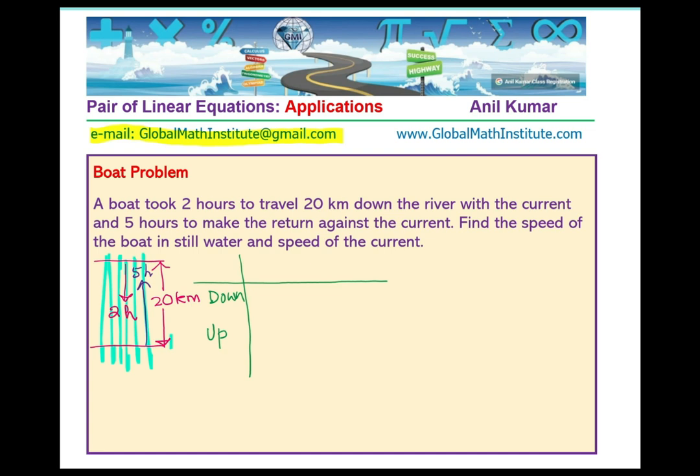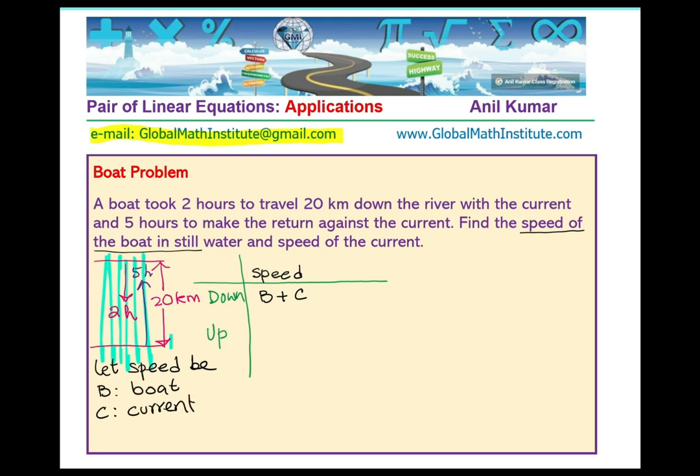So let's define the variables: speed of the boat in still water and speed of the current, right? So let's say that speed of the boat in still water is b, right? So downstream speed will add up, so b plus c, where we'll define variables as speed of boat and current. So say let speed of boat be b, b for boat, right, and c for current.